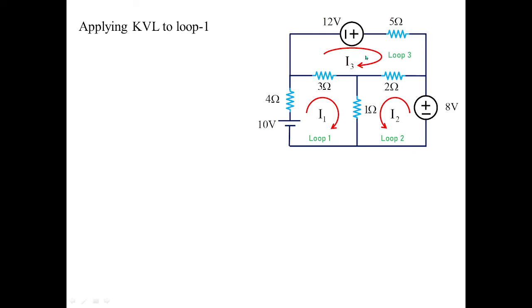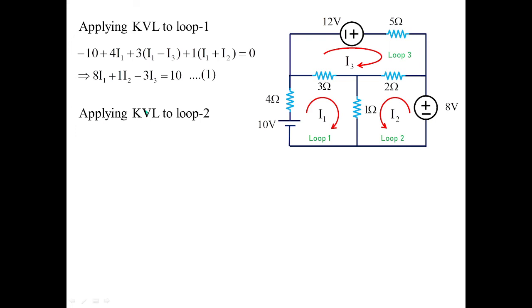So after identifying the loop current directions as I1, I2, I3, applying KVL to loop 1. So minus 10 here, plus 4 I1 plus 3 times I1 minus I3 plus 1. Here you can see the branch which is going to have the current in 1 ohm, that is I1 as well as I2, and both are acting in the same direction. This is I1 coming from top to bottom, I2 is also coming from top to bottom. That is why it is I1 plus I2. So simplifying this equation, you are going to get 8 I1 plus 1 I2 minus 3 I3 is equal to 10. This you consider as equation 1. Then applying KVL to loop 2, minus 8 plus 2 times I2 plus I3.